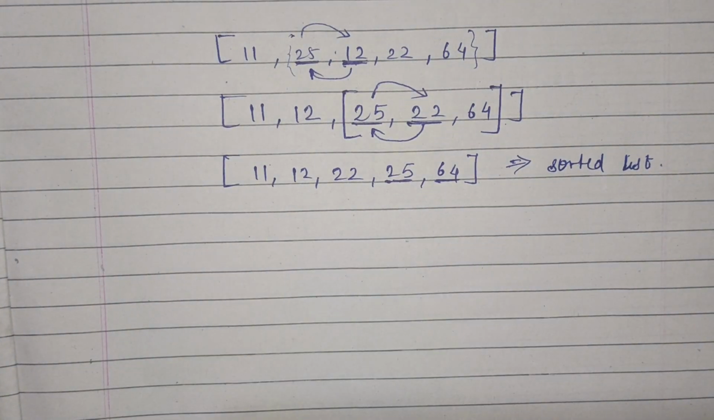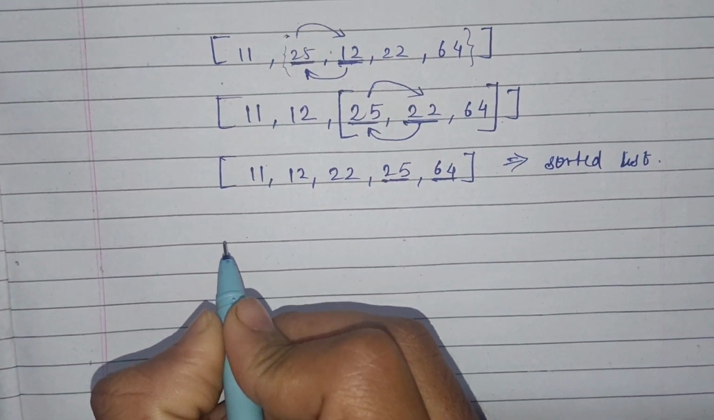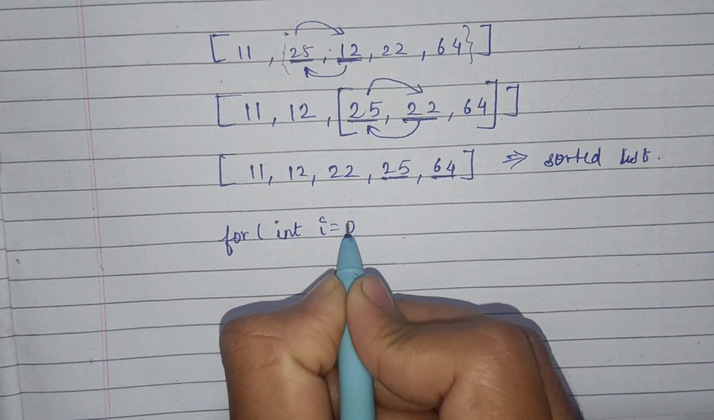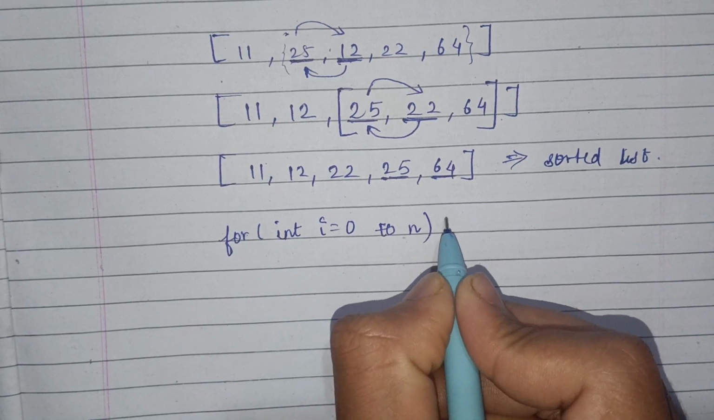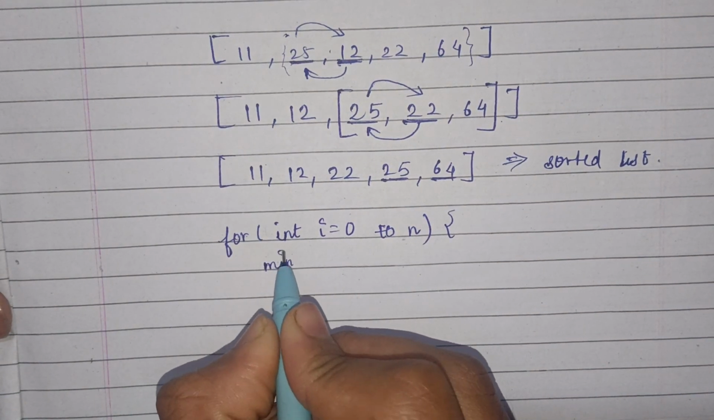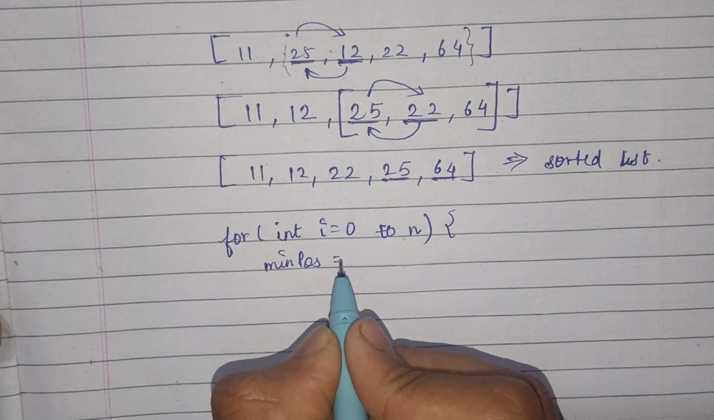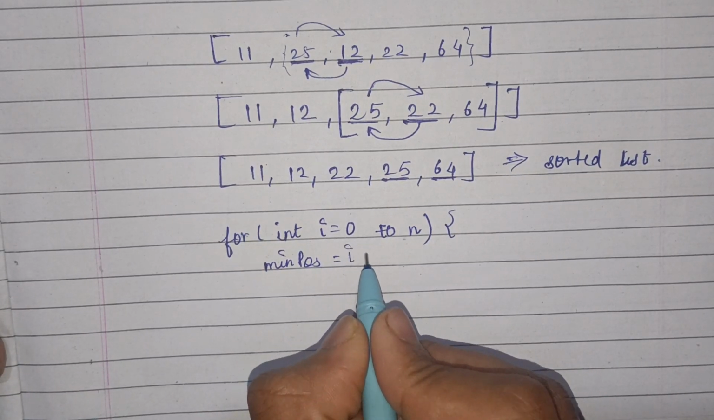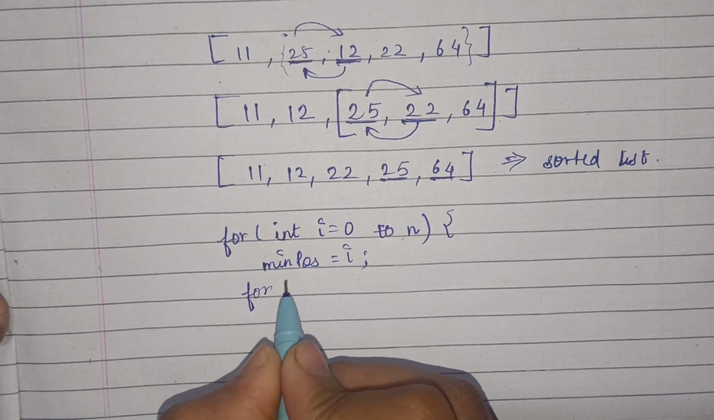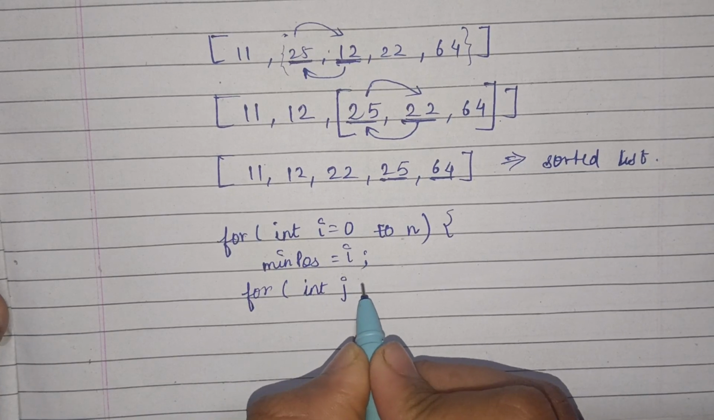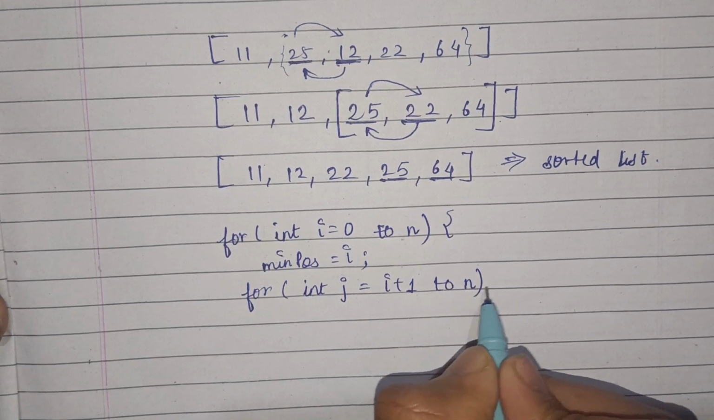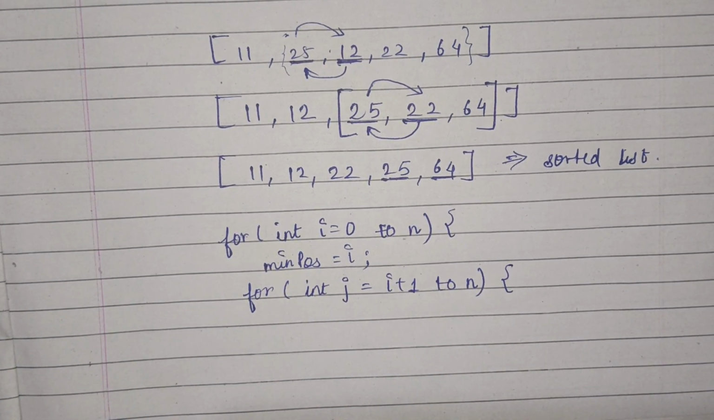So we have to take a for loop, for int i is equal to 0 to n. And here we have to initialize a variable. Let's take min position and initialize it with i. And we have to run another for loop, for int j is equal to i plus 1 to n. And in that we have to compare.